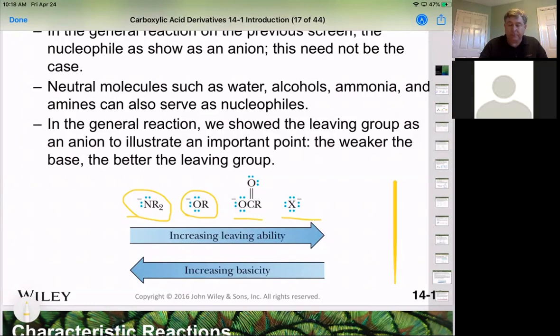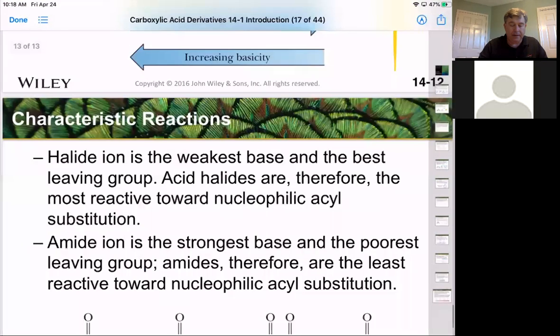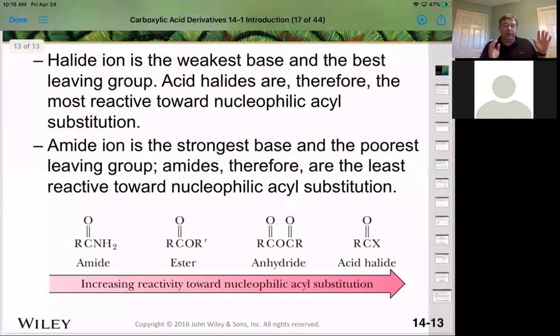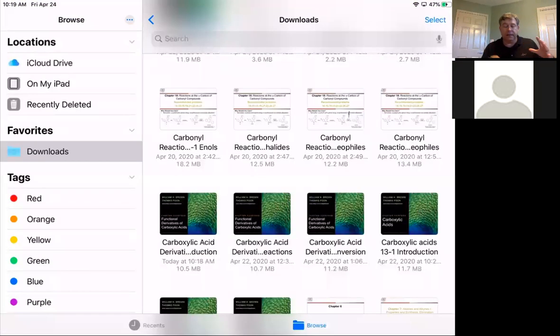Okay. So that being said, whenever we think about reactivity, the amide is the least reactive to substitution at that carbonyl because of the strength of that leaving group, okay? The fact that it's a really bad leaving group makes it the least reactive of the set. Because the chloride is the best leaving group of the set, it is the most reactive of the set, okay? All right, so that's the introduction here.